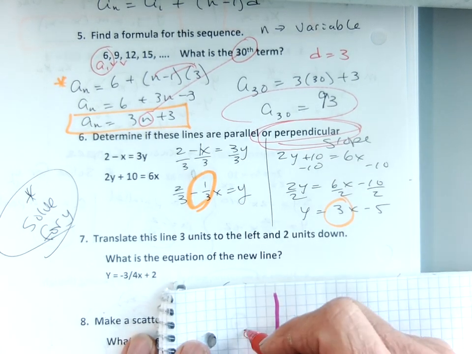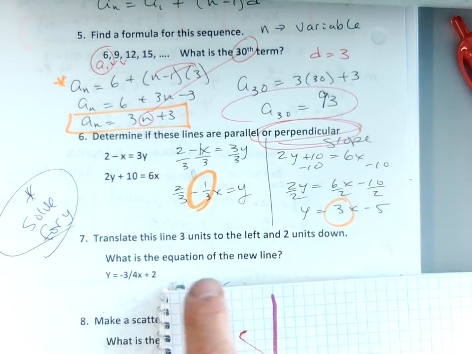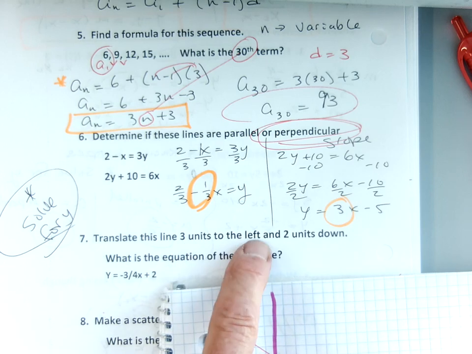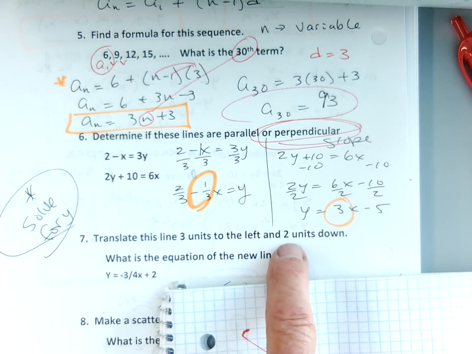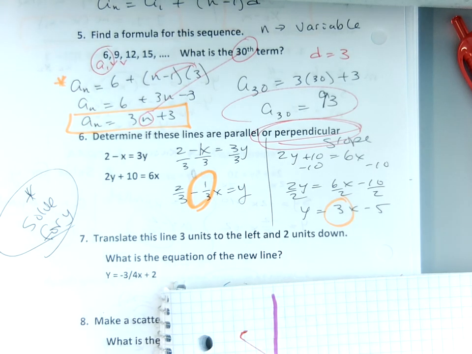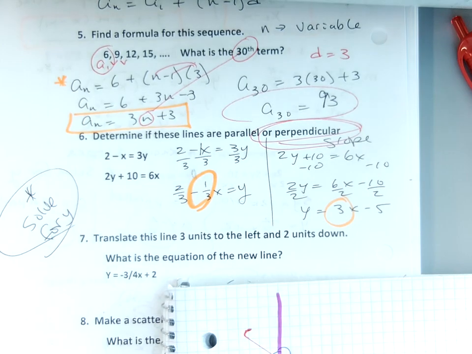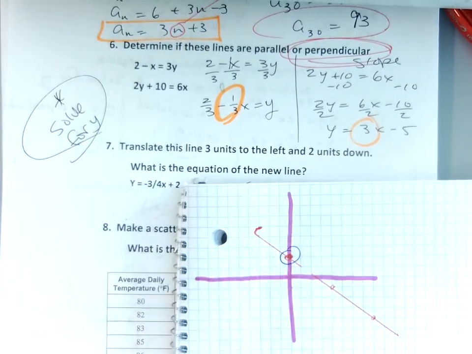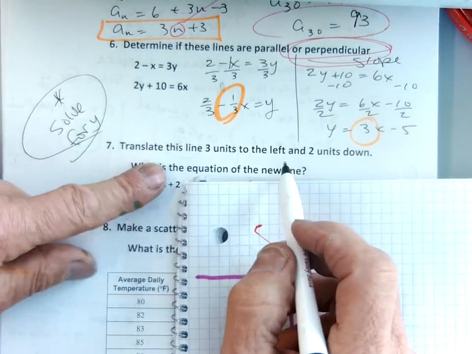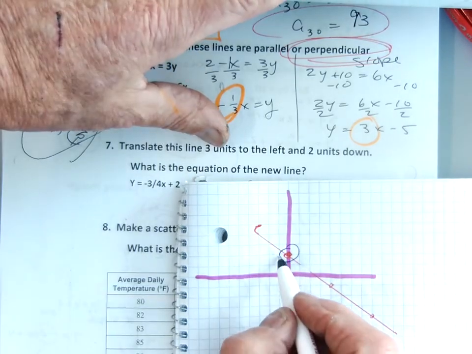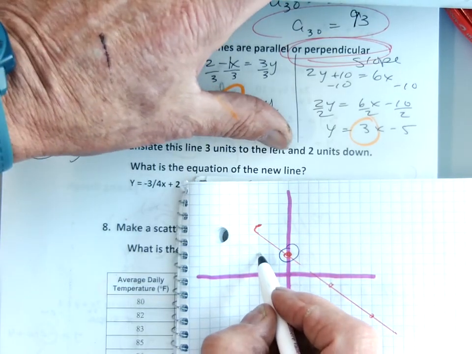Now, I want to take this line and move it 3 units to the left and 2 units down, okay? So I'm just going to take a point because I'm moving the whole thing. So how about if I just take this point here. I'm taking the whole thing, and I'm moving the whole thing all over. So 3 to the left, so I'm going to go 1, 2, 3, and then 2 down. 1, 2.